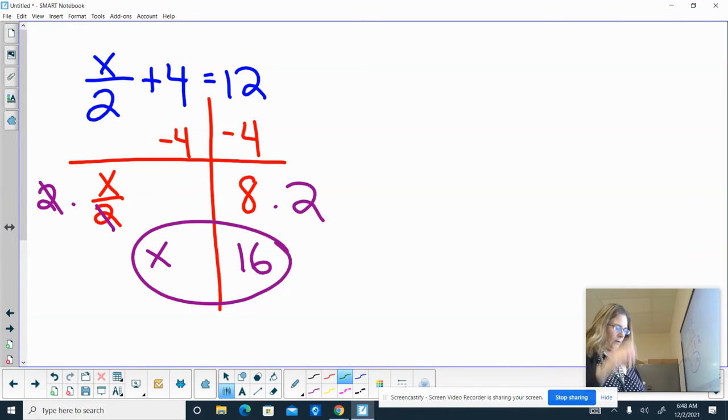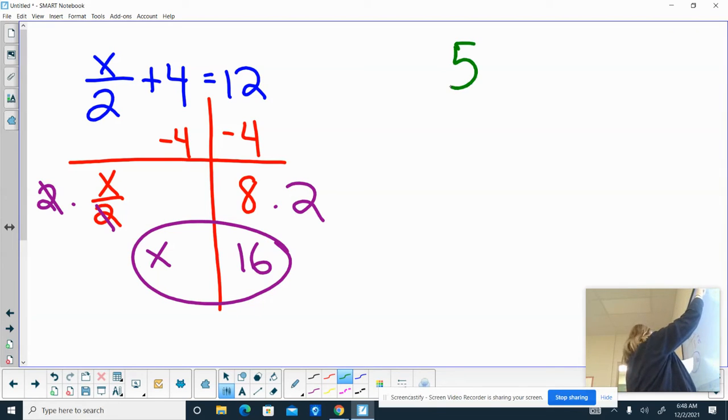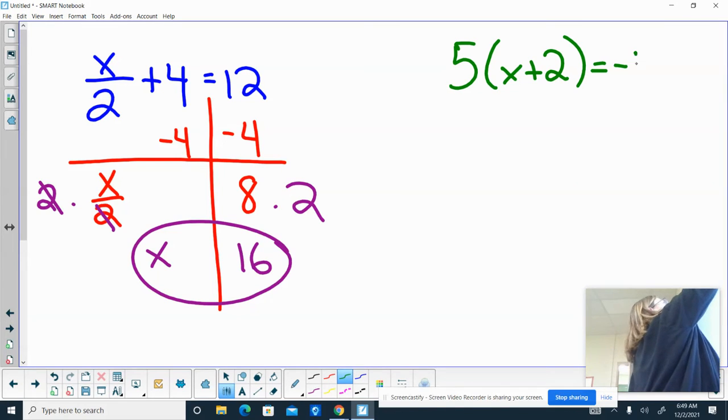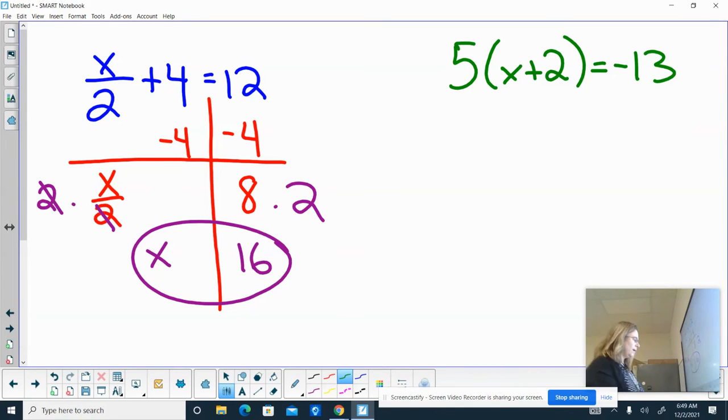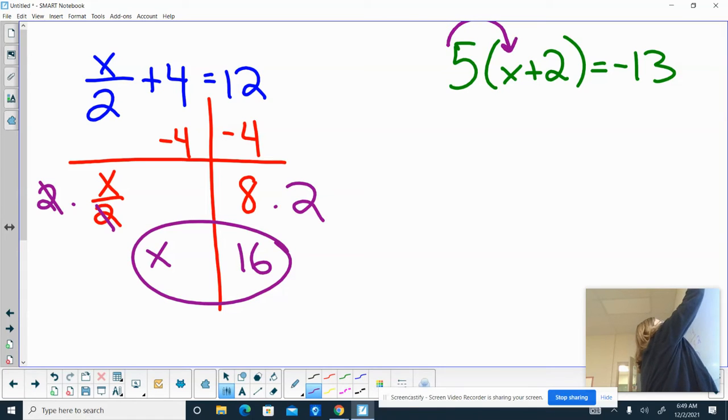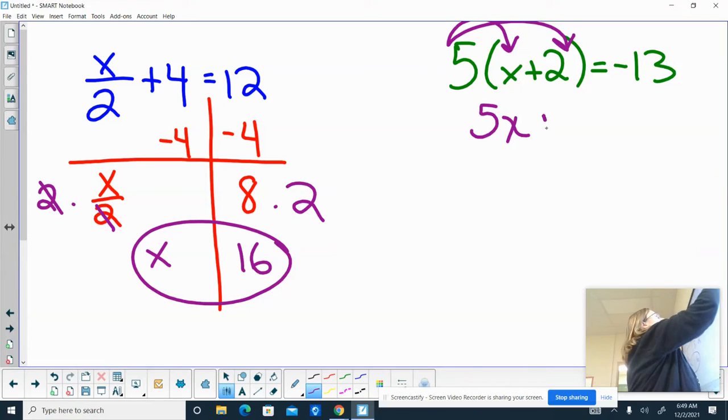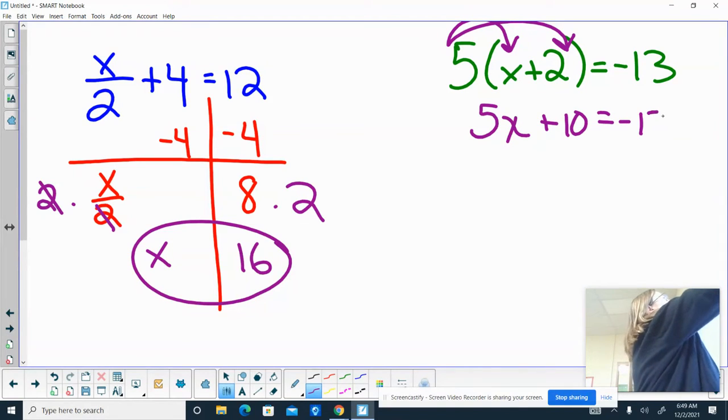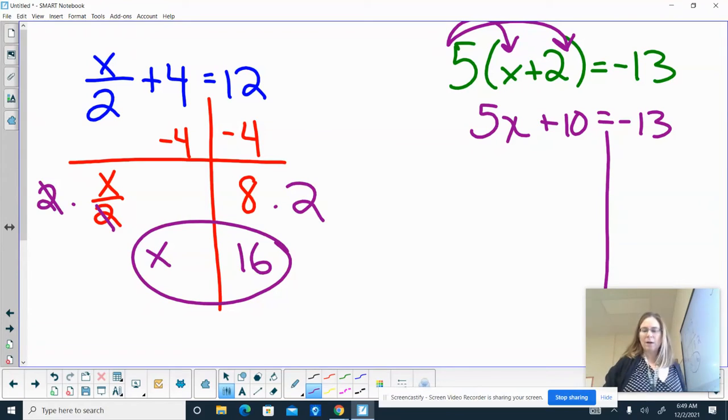All right, so those are all two-step problems. Here's another two-step with distributive property. So when you have distributive property, you want to eliminate that distributive property before you start to solve. So I'm going to take the 5 and multiply it by both parts inside the parentheses. So I end up with 5x. 5 times x is 5x. 5 times 2 is 10. And now it's a two-step problem that I can solve.